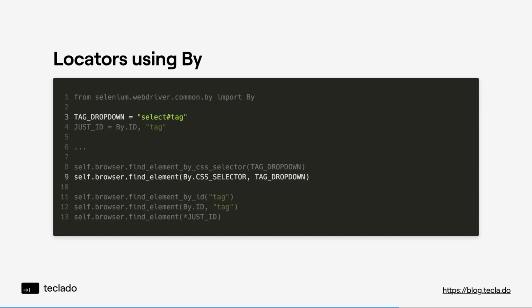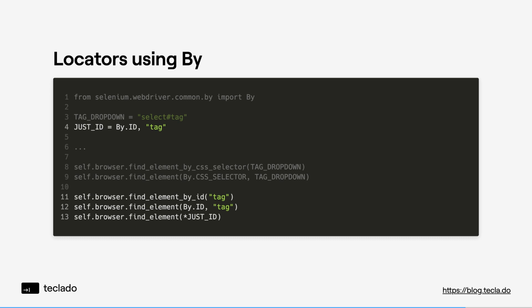That means that we can then use other types of selectors if we want. So here's how you could do that if you wanted to organize your selectors in this way. Imagine you've got a selector like in line number 4 that says By.ID, tag. Now this is how we define a tuple in Python. So just_ID is a tuple of 2 values, By.ID and tag. And here's how you can use them. You can do something like line 11, self.browser.find_element by ID, and you can pass in the string directly. In that case, you would not need to define just_ID as a tuple. You could just define it as the ID. You could do something like line number 12, which is self.browser.find_element, and then you pass By.ID and the string.